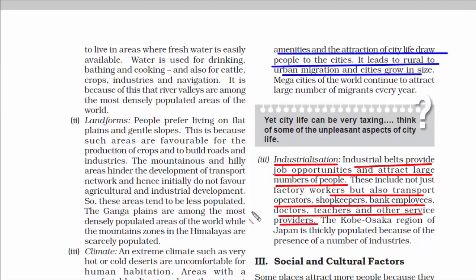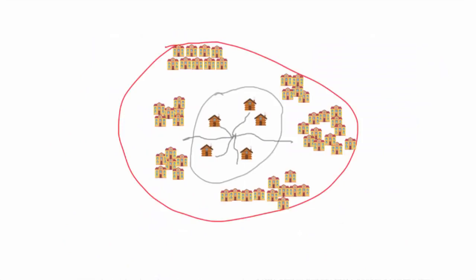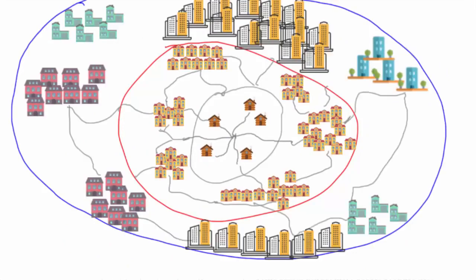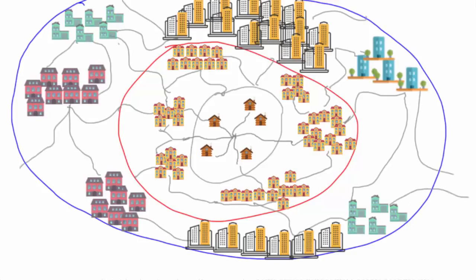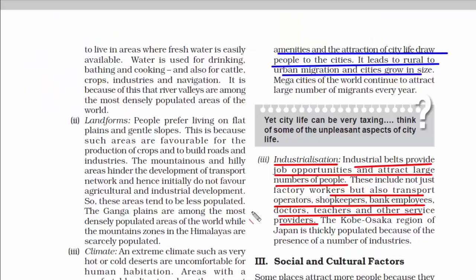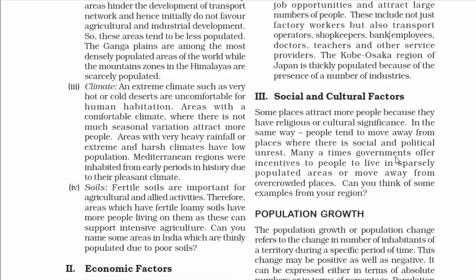Because when people start living in a particular place, that place soon grows into a society, and then a town, then a city. So you would need many other services to keep that little city going. I hope you're understanding the connection. Now going to the third and the last factor affecting population distribution of a place is social and cultural factors.